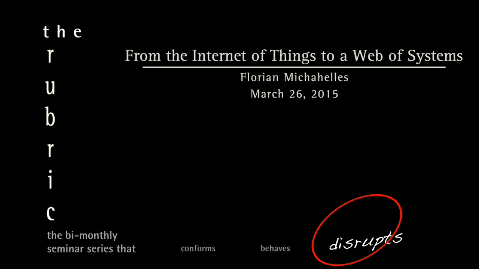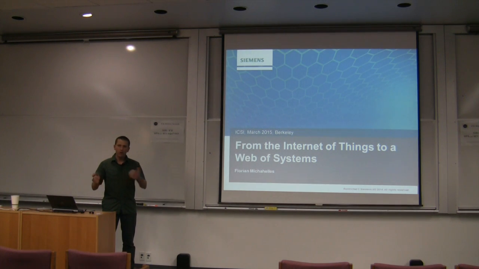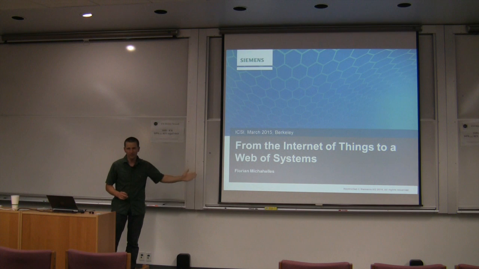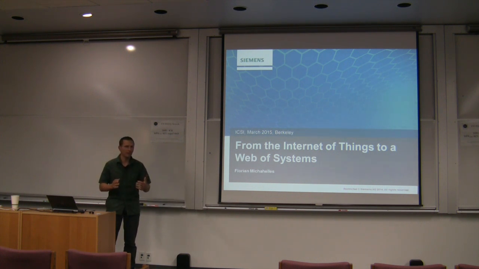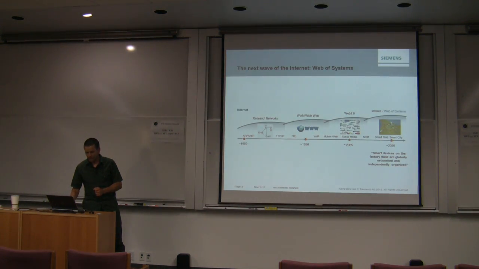Then let's get started. What I want to talk about is from the Internet of Things to a web of systems. You probably know that all the companies out there have their own term for the Internet of Things. Cisco has the Internet of Everything, GE has the Industrial Internet, and Siemens recently came up with the term web of systems. I think they all have a certain flavor to it, and I just want to introduce and explain it a little bit. But among us, it's not so important whether you call it web of systems or Industrial Internet or whatever. That's just the term I want to get established here.